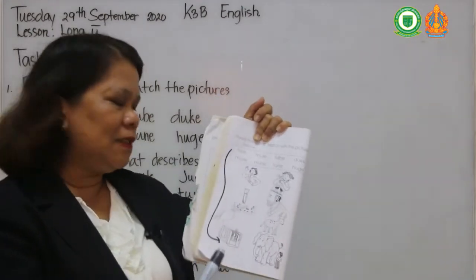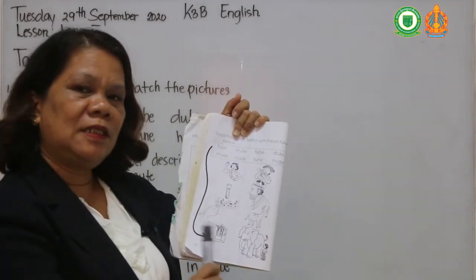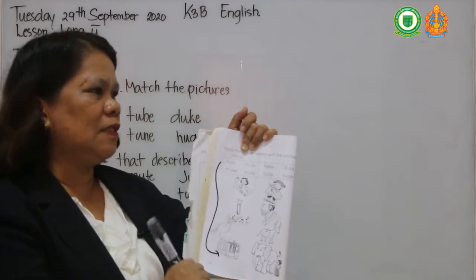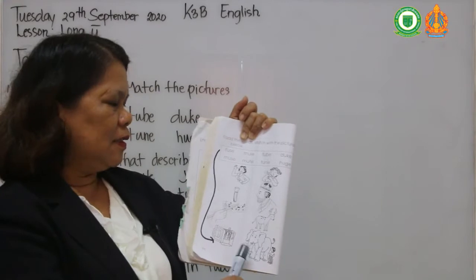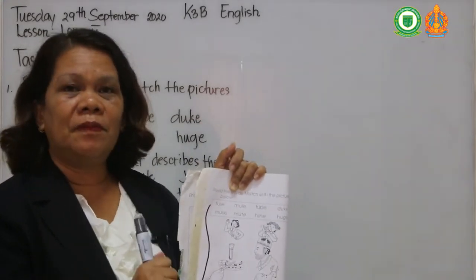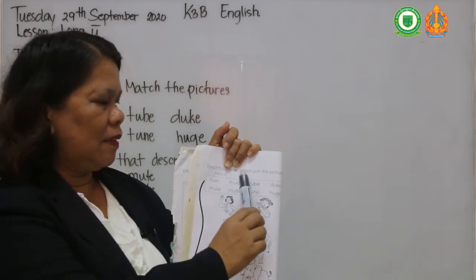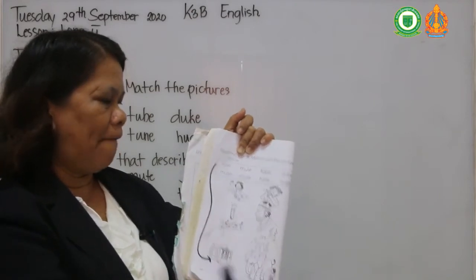Huge is a big animal. Big. These are big objects, big animals, big things. Okay? So the meaning of huge is very big. Okay? So you're going to match the word with its picture.